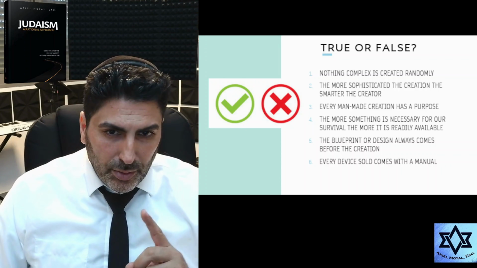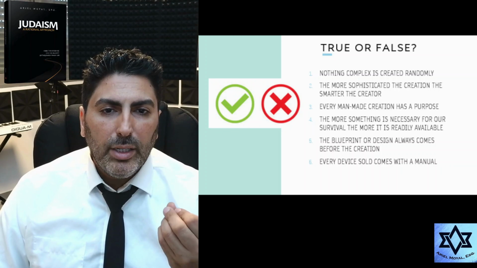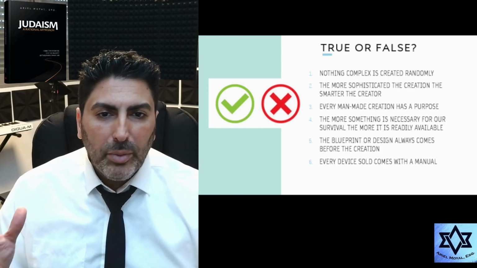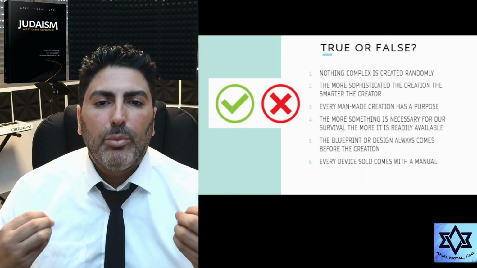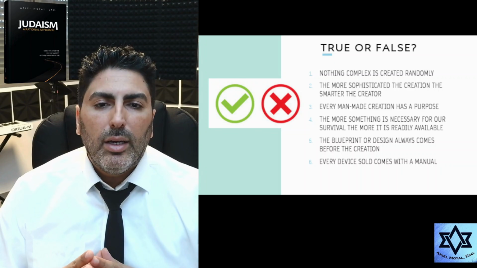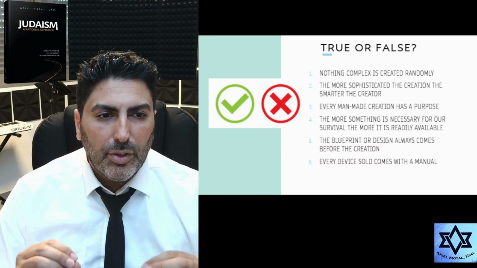True or false? The blueprint or design always comes before the creation. The contractor doesn't show up and just start randomly building a house. They have an architect design a blueprint, and then based on the blueprint, they work to build the house or the home or whatever it is that they're building. So the blueprint always comes first.